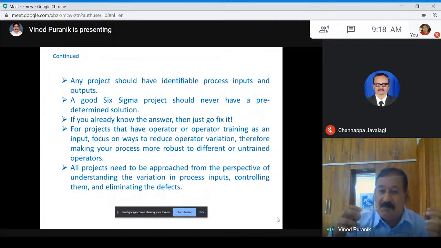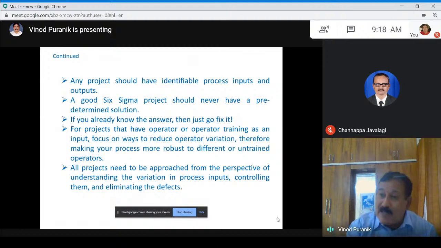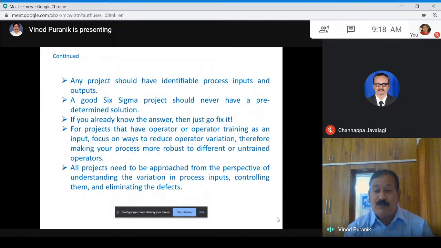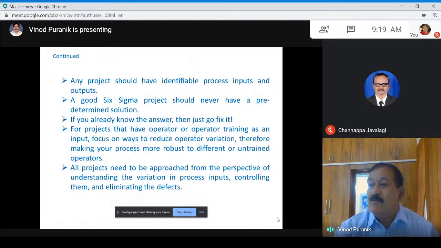You have to give training to the operators on how to work, the different methodologies, how to develop it. So a lot of approaches are required, and understanding of the entire process is very important. It is not just like, okay, let us create a Six Sigma project and start it. It is not like that. It is very important for us to understand the variation of the process, how to control it, and how to eliminate the defects. These are very important things we have to consider for selecting good Six Sigma projects.